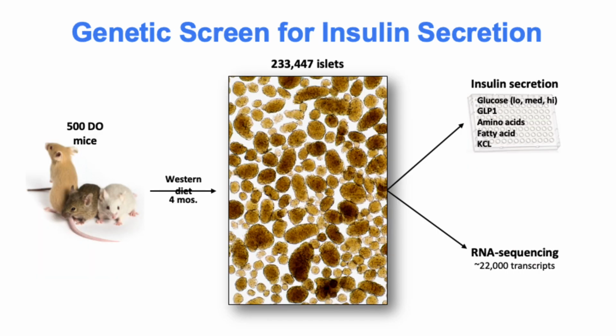And what they've done, they took islets out of those mice, and then they want to see how well those islets produce insulin. So they have applied different assays, first to profile the islets for their ability to produce insulin, as well as they did RNA sequencing of those islets. So for each mouse, they have a sample of RNA-seq from those 500 diverse mice.